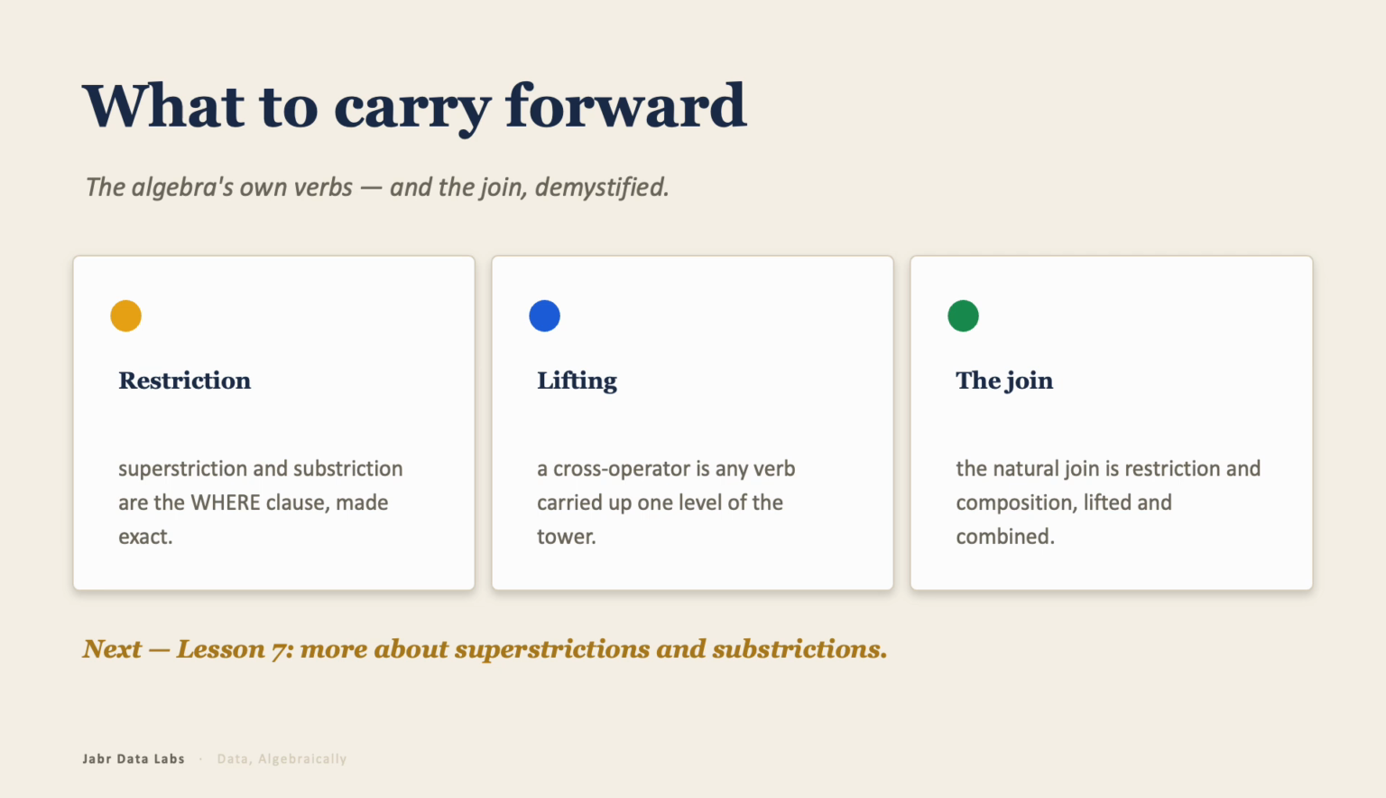So, to summarize, restriction, superstriction, and substriction is the where clause made exact. Keep what matches. Lifting turns any relation level verb into a clan level one by applying it to every pair, and we mark it with a broken circle. And the join, that intimidating cornerstone of SQL, is simply restriction and composition, lifted and combined. No magic is required. With that, you've met the whole family of operations.